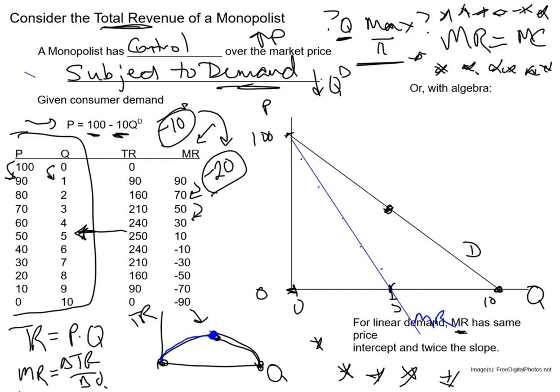And then after the maximum, what's going on with the total revenue? It's getting smaller and smaller. Marginal revenue is negative in those areas where total revenue is getting smaller. So it's not surprising that the point where marginal revenue crosses the axis, where it goes from positive to negative, is the point that corresponds to where total revenue is the highest.